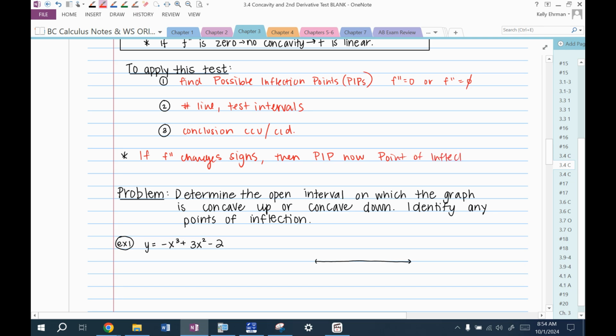And again, we learned about points of inflection in AP Pre-Calc last year. We can abbreviate that POI. A point of inflection is where a graph changes concavity. So if f double prime changes signs, it really means that f changes concavity.